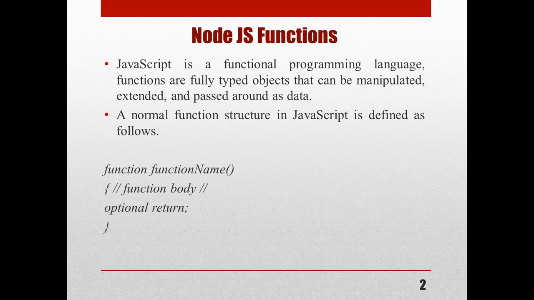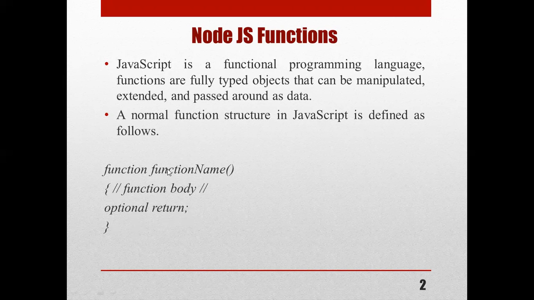JavaScript is a functional programming language. Functions are first-class objects that can be manipulated, extended, and passed around as data. Here you can see a normal function structure in JavaScript. Here is the declaration of a function: function, then function name, parentheses, opening curly brace, the function body, an optional return statement, and the closing bracket.